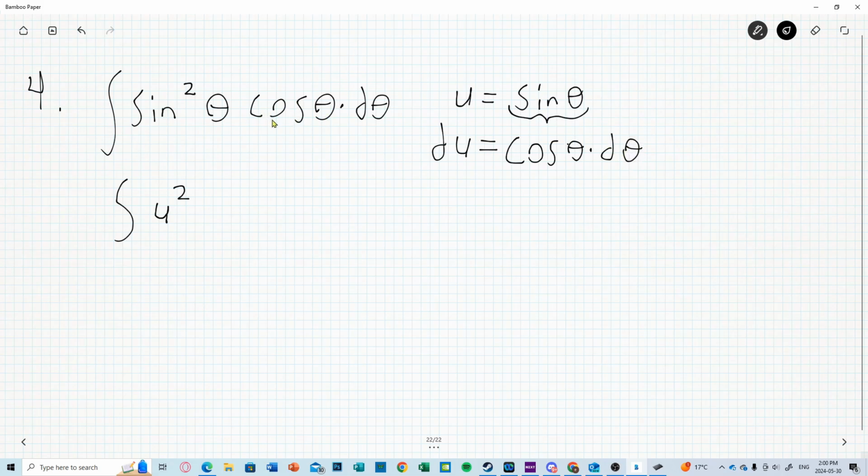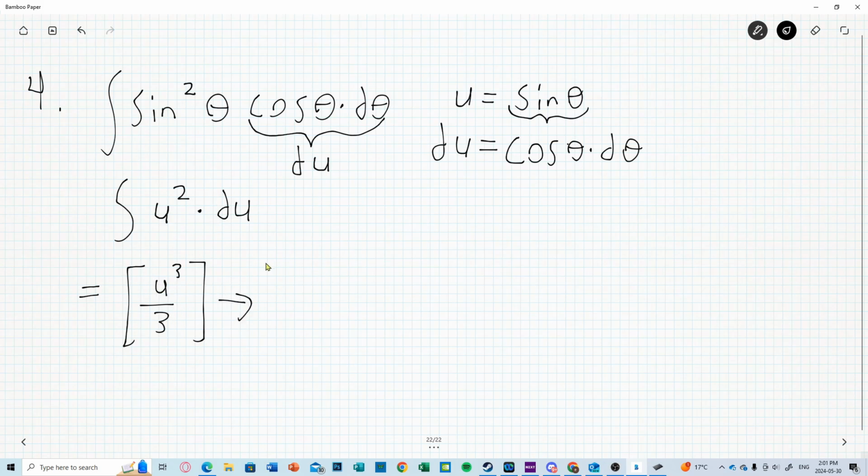So for this one, we don't have to do anything tricky because this perfectly matches up with this. So that gives us du. Now we just multiply by du, and we have an easy integral. U squared now just becomes u cubed over 3, and then the du goes away because we've done the integral. Now, to finish off our equation, all we have to do is replace u with what we had substituted it for before, which is sine. So it's going to be sine cubed theta divided by 3.